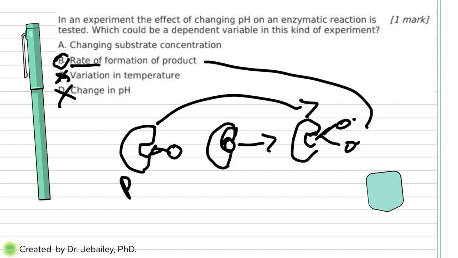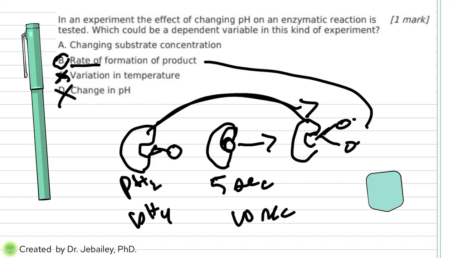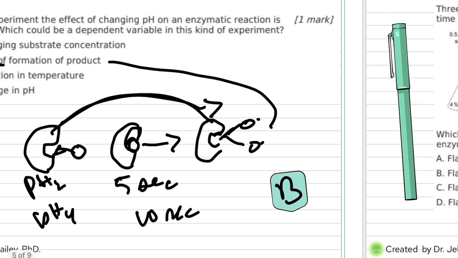Now, what if it was a pH of 2? Maybe it does this in 5 seconds. If it was a pH of 4, it takes 10 seconds to do this process. So that makes more sense. We're checking to see how fast there is a formation of product, which is the rate of formation of product, and that is answer B.